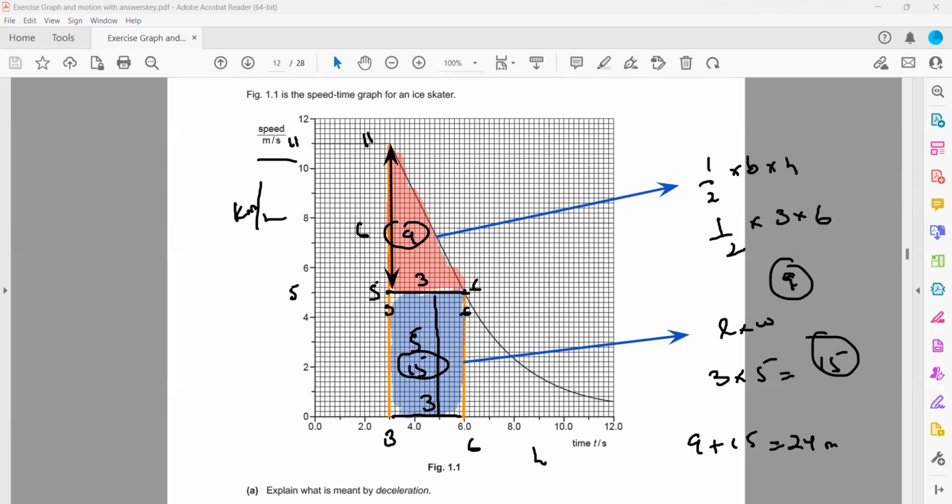So we divide the figure into parts, calculate the area of each part, and then sum to get the total distance traveled. Is this part clear? Yes, sir, clear.